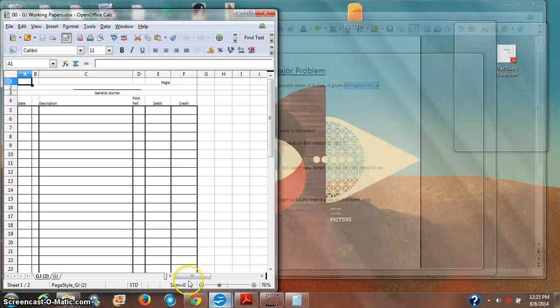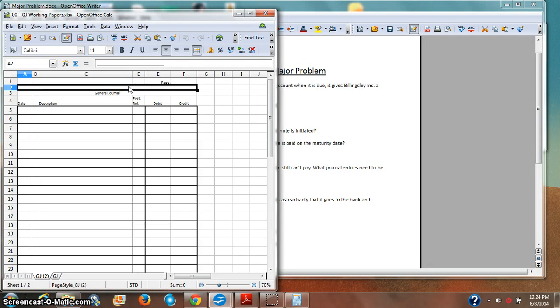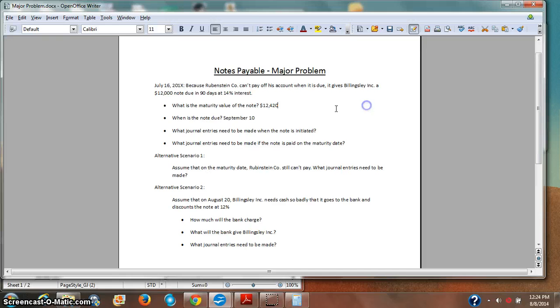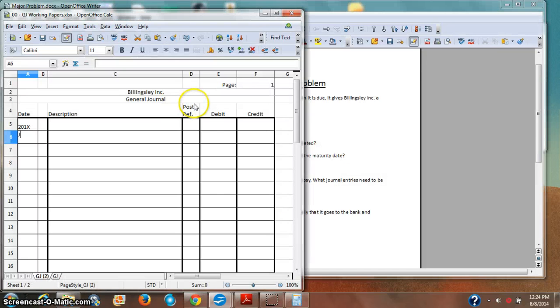So let me go ahead and show you that. I'm going to say journal entry for Billingsley Company, or Billingsley Incorporated. This will be page 1, and this will of course be partial. Start off by putting in the date. Make this a little bigger for you. The date is, this is going to be July 16th. Something happens here.